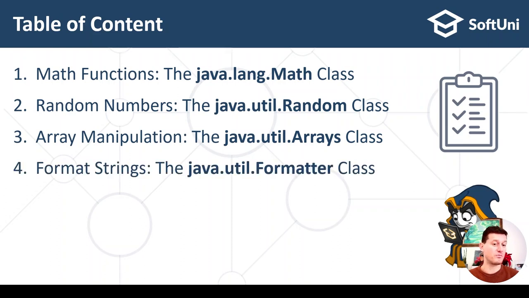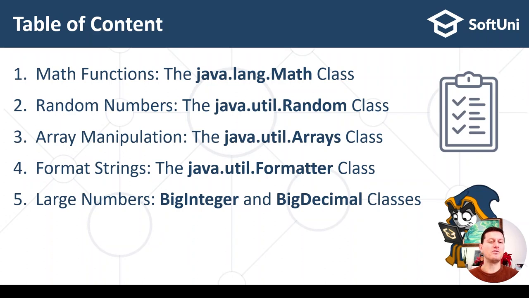Then I will talk about format strings and how to use the java.util.Formatter class in a way similar to System.out.printf. Then I will explain how to use the java.math.BigInteger and java.math.BigDecimal classes, which provide arithmetic for working with big integer numbers, for example, with 10 million digits, and big decimal numbers, which can hold currency, money, or financial calculations, and which behave correctly and don't make mistakes with arithmetics, unlike the double type.